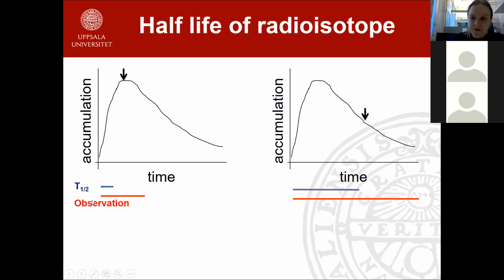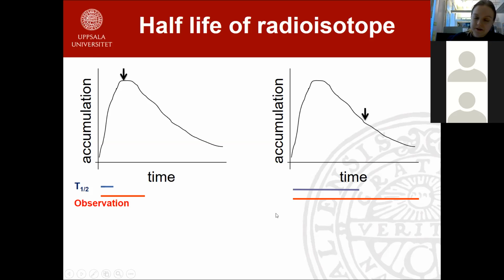For example, for gallium-68, the half-life is 68 minutes or around 1 hour. It means that if we label something with gallium-68, we inject it to patients, we can observe the processes, we can do imaging up to 3 or 4 hours post-injection. After that, we already will lose too much signal and we will not be able to detect anything.